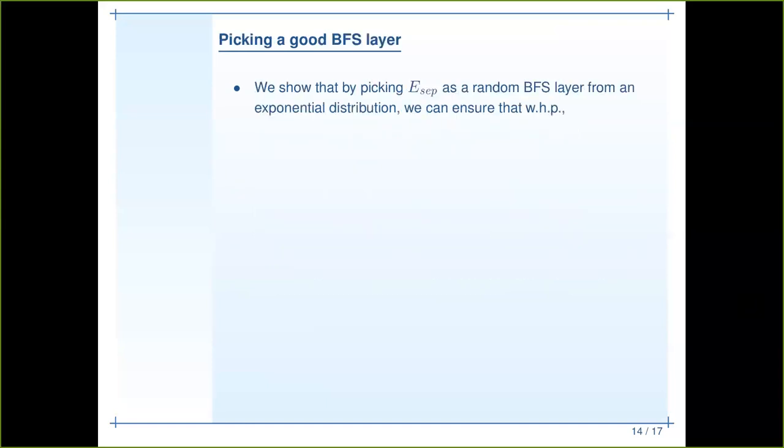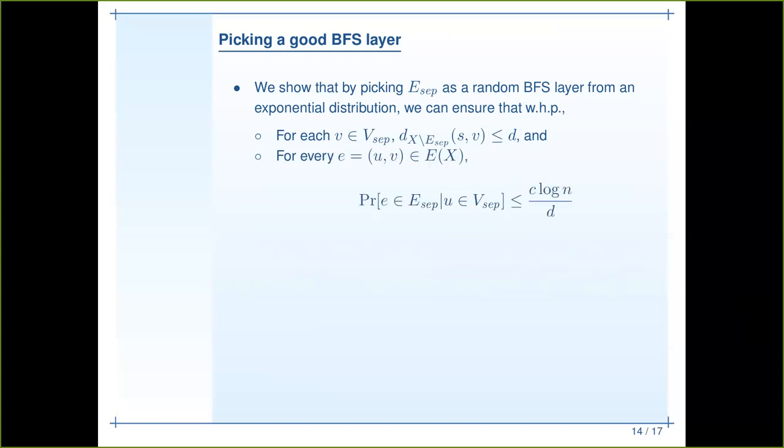Okay, so the way we pick E_sep, this is the key thing to get this approximate topological ordering. The way we pick E_sep is we pick it as a random BFS layer from an exponential distribution. I will not go into the details of why we do it, but we can show that if we pick our layer this way, then with high probability, every vertex v that is in V_sep will be close to S after you remove the separator. And this I will not talk so much about, but this ensures that when you split an SCC, you will get new SCCs that have smaller diameters. So you will end up with SCCs that you can contract. But this is the one I want to focus on here in my talk.